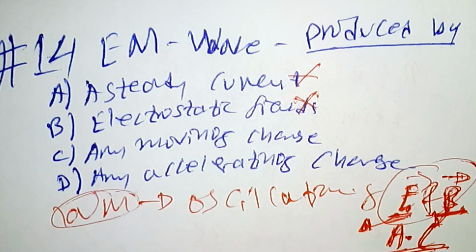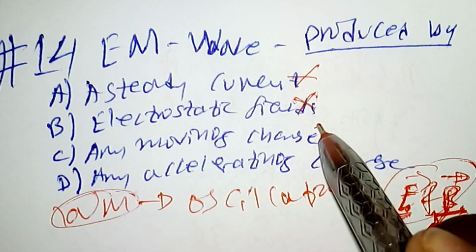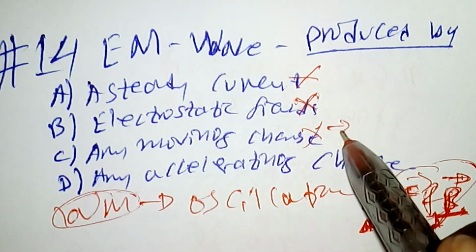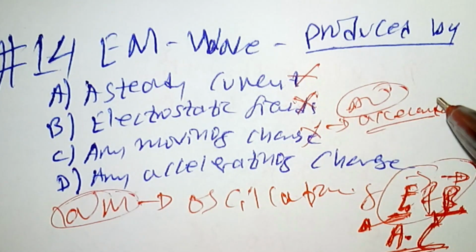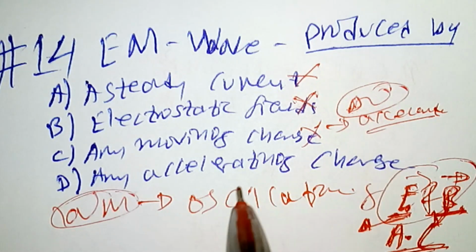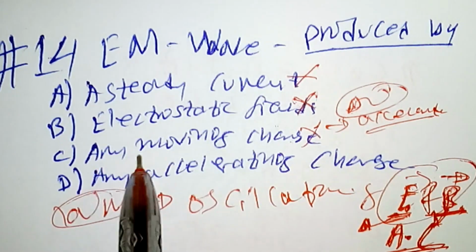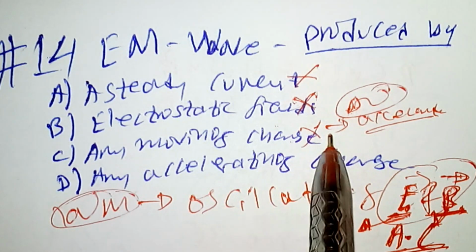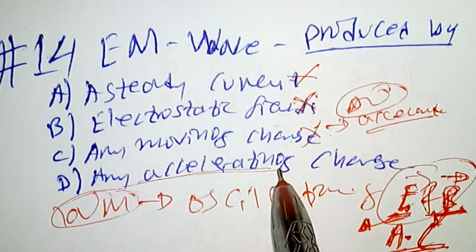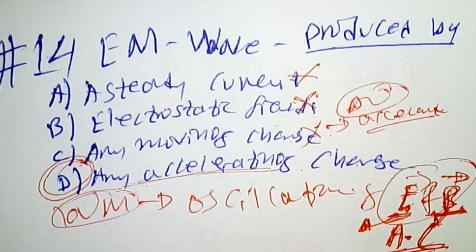Any moving charge also cannot produce electromagnetic wave. A moving charge produces electromagnetic wave only if it is accelerating, that means if the velocity is changing with time. If there is a change in velocity, the moving charge can produce electromagnetic wave. But this statement is not always true. It's only true if the velocity of the charge is changing, or the charge is moving with some acceleration. So the correct answer is: electromagnetic wave is produced by any accelerating charge. So the correct answer is alternative D.